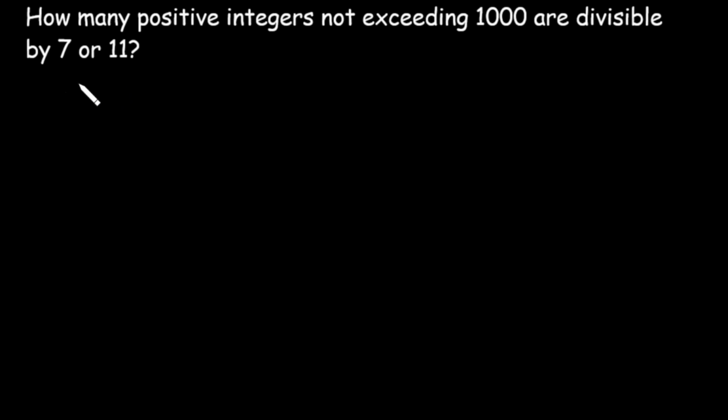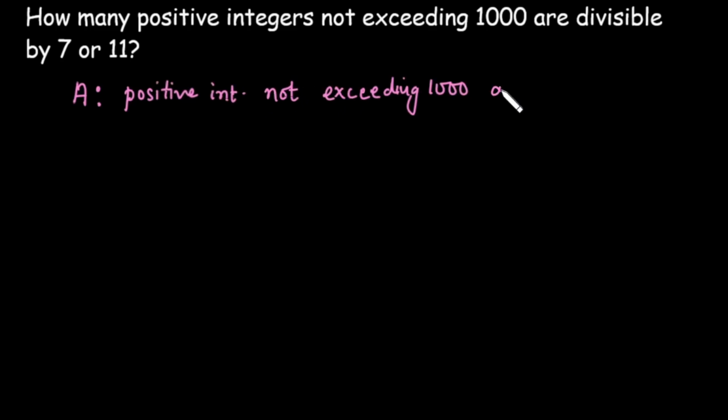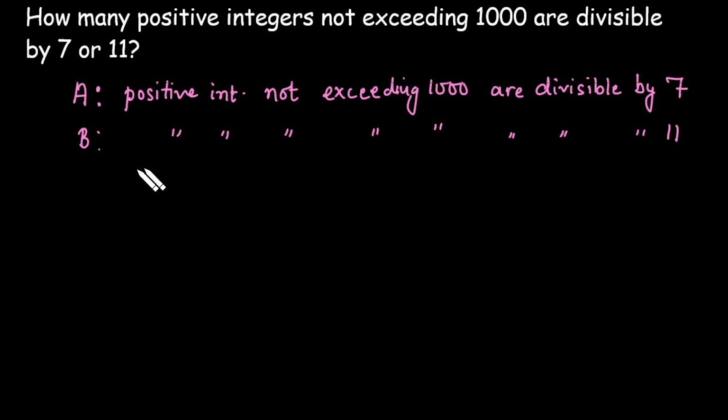So let's suppose A represents the positive integers not exceeding 1000 that are divisible by 7, and B represents all positive integers not exceeding 1000 that are divisible by 11. There are many ways to calculate this count, but we have an actual formula in this case as well. Before directly jumping to the formula, let's understand how we can construct that formula.